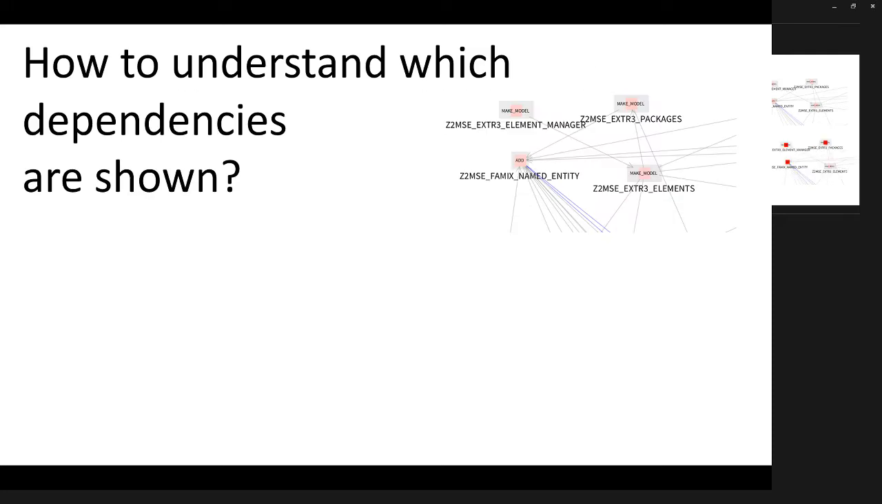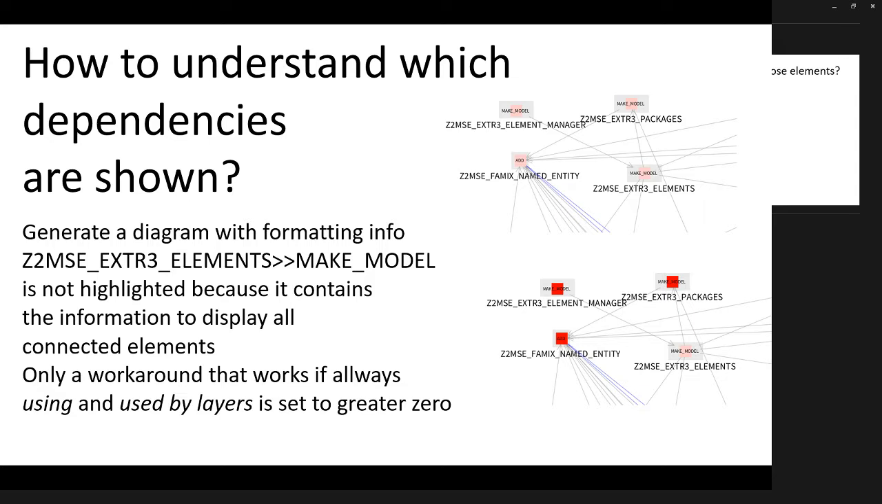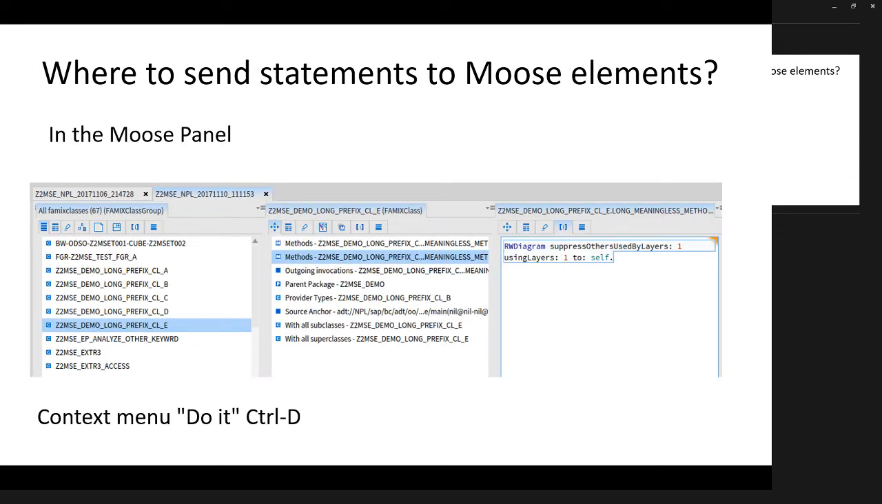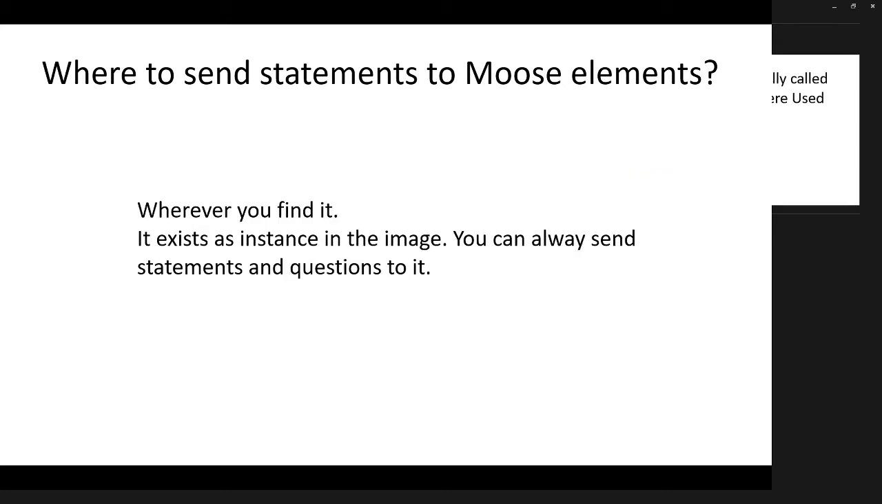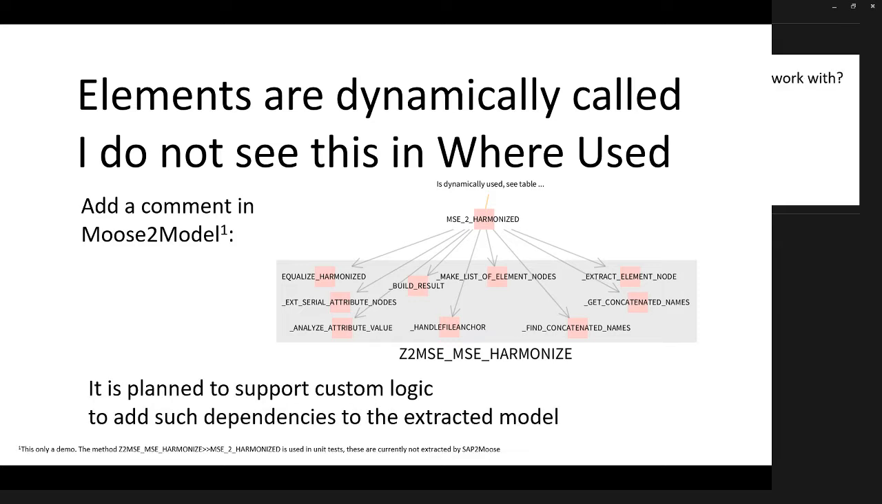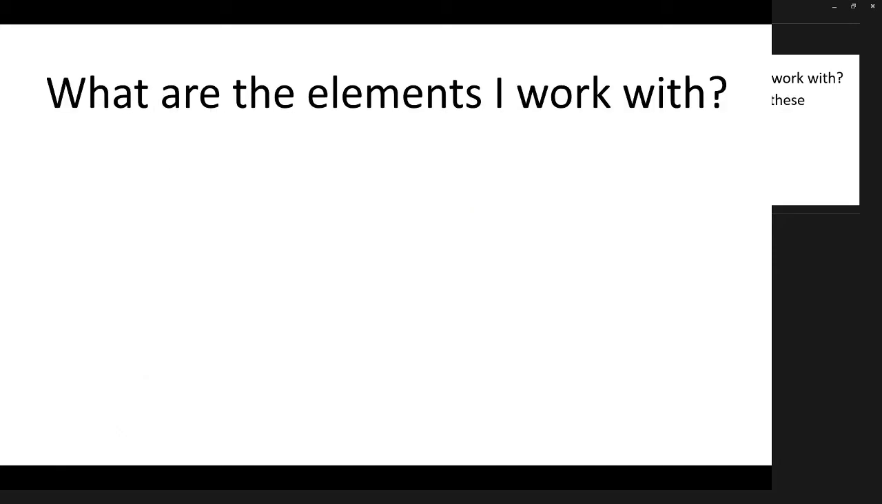How to understand which dependencies are shown? Again, you can download the slides. It's a trick that I now use as a workaround to understand better where I see all dependencies and where I don't. Again, where can I send statements to the user elements? You can read it later. Dynamic calls: again, the solution is commenting. I plan further logic, but it's still not done.